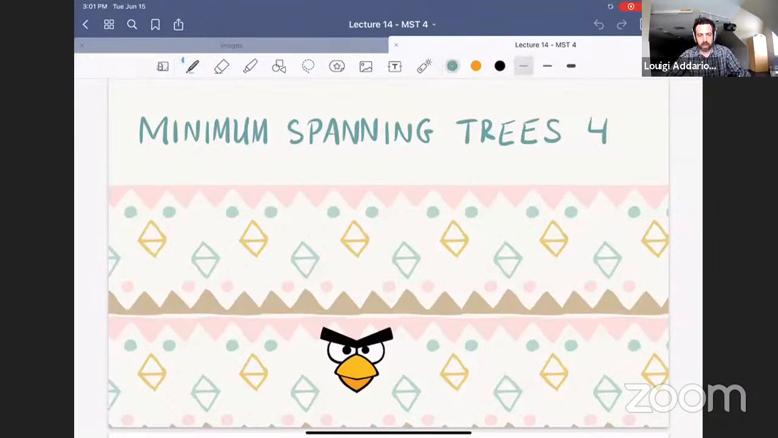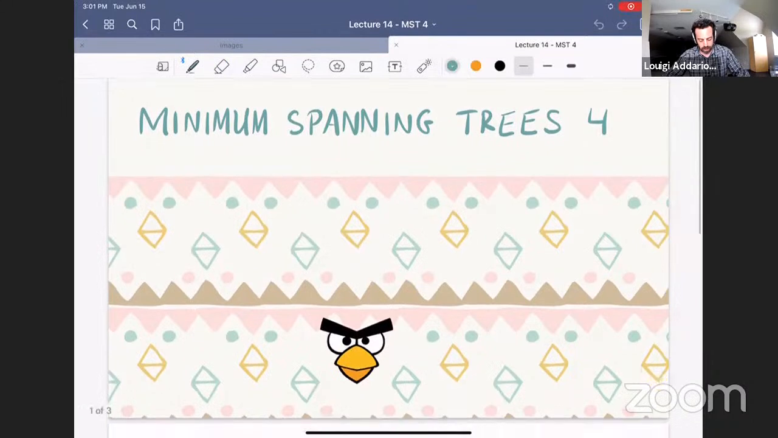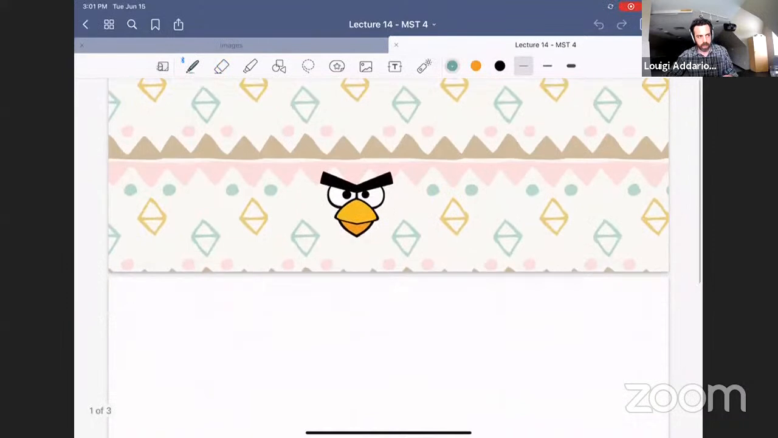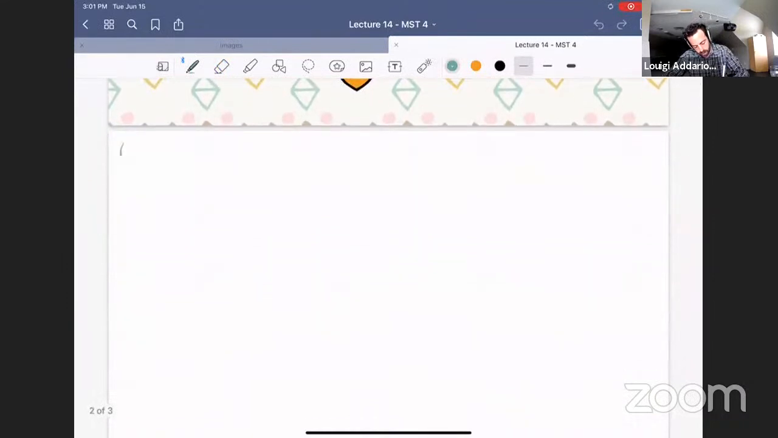I'll just remind you where we were at. We're in the course of studying the diameter of the mean field minimum spanning tree. So just a quick recap of where we got to last lecture.